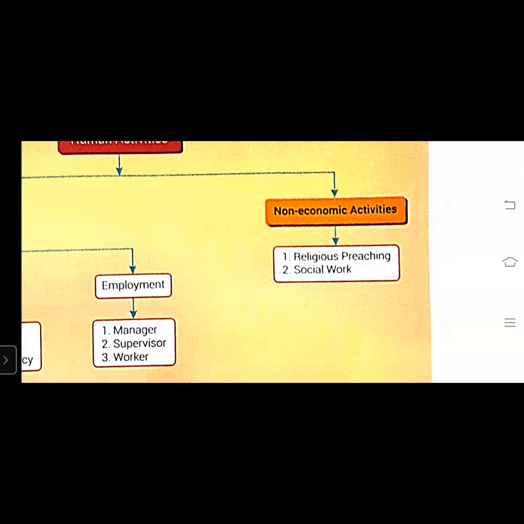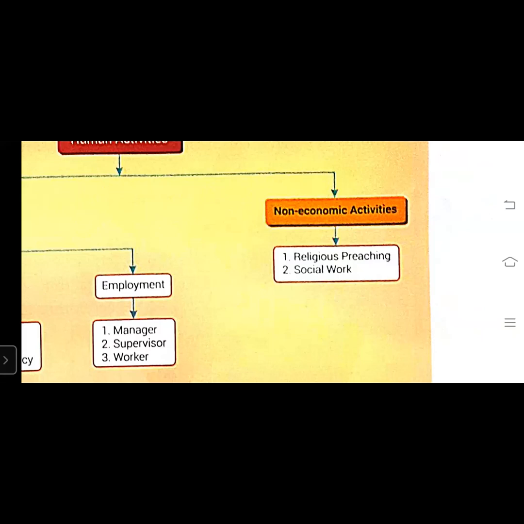Let's take one more example. A doctor attending to a patient at his clinic is an economic activity, as the doctor gets a fee for that. If the doctor treats his son at home, then it is a non-economic activity. When he is treating his son, it is a non-economic activity. But when he is treating a patient, then it is an economic activity.